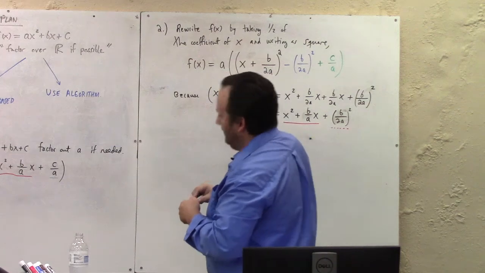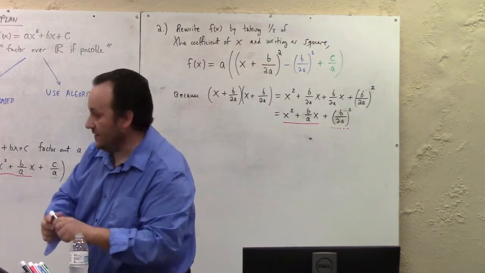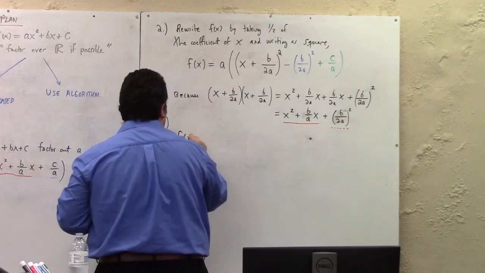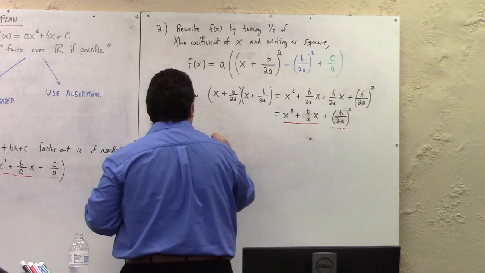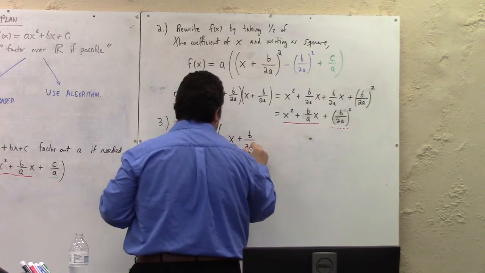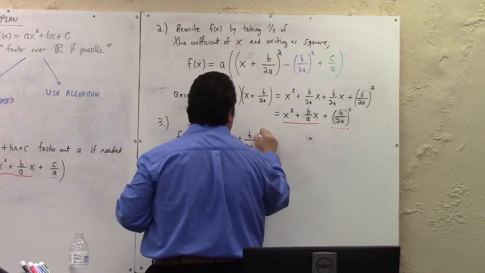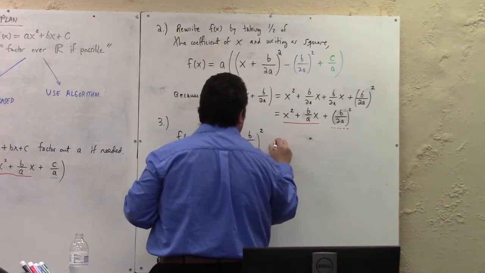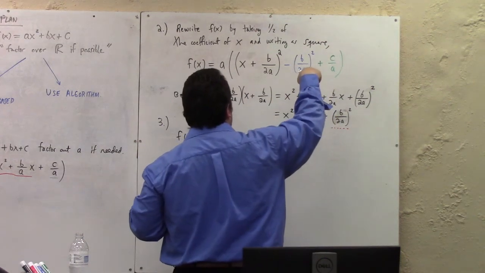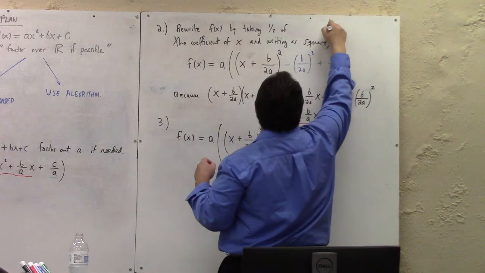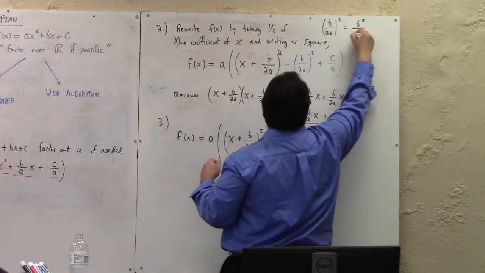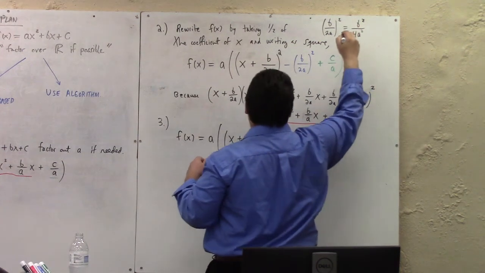And so, let me just clean things up. This is the conclusion. f of x is equal to a times parentheses x plus b over 2a quantity squared. And then, so I can make a common denominator here. What's b over 2a squared? That's b squared over 4a squared.